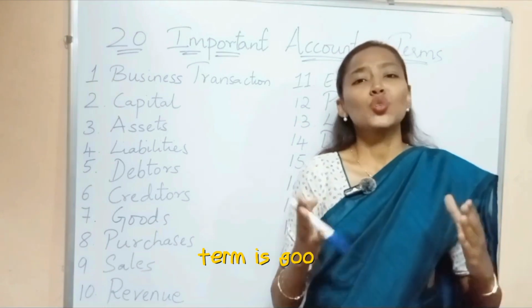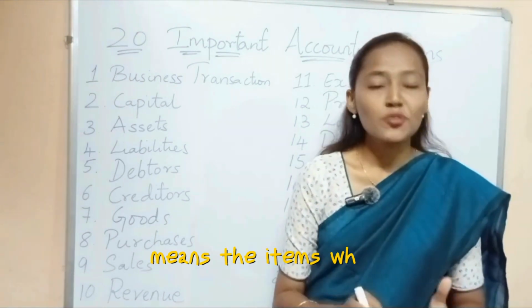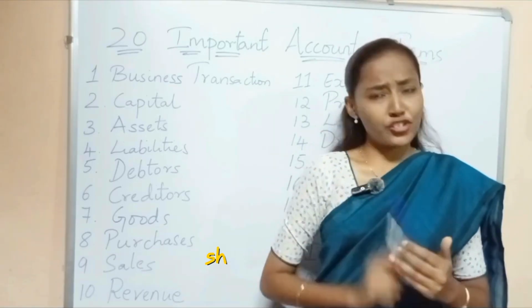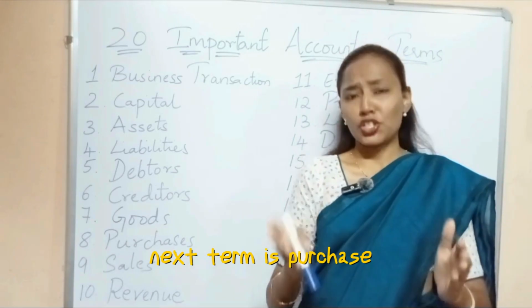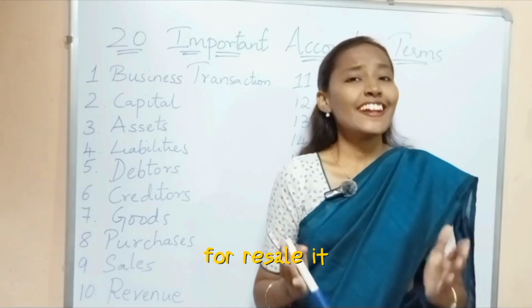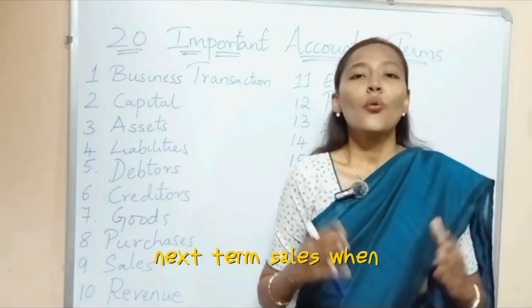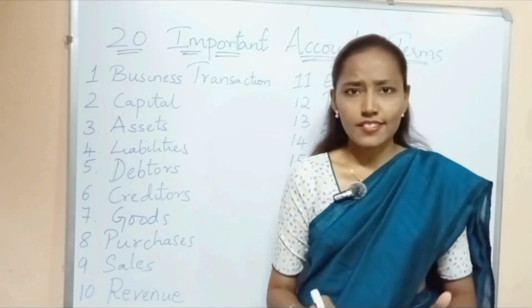Next term is goods. In accounting, goods means the items which are bought for resale. For a mobile shop, mobiles are goods. The next term is purchases. When the goods are bought for resale, it is called purchases. The next term, sales. When the goods are sold to the customers, it is called sales.